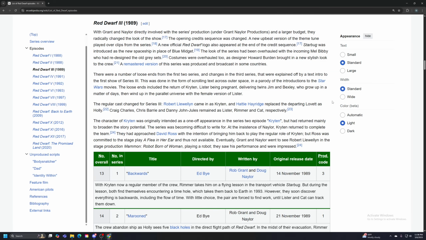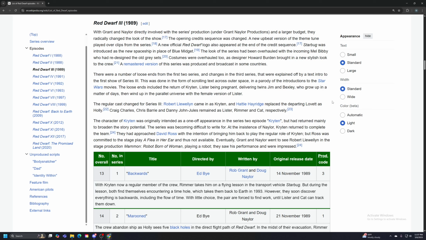Okay, Red Dwarf 3, 1989. With Grant and Naylor directly involved with the series production under Grant Naylor Productions and a larger budget, they radically changed the look of the show. The opening credits sequence was changed. A new upbeat version of the theme tune played over the clips from the series. A new official Red Dwarf logo also appeared at the end of the credit sequence.